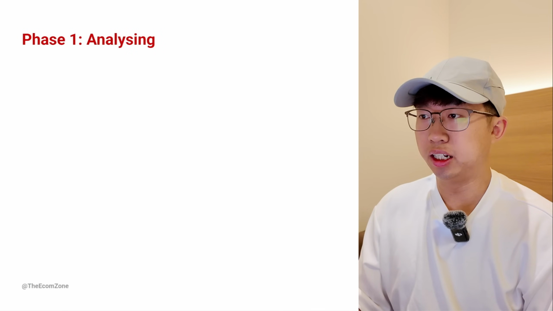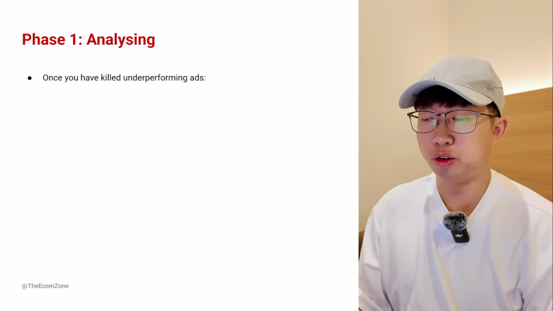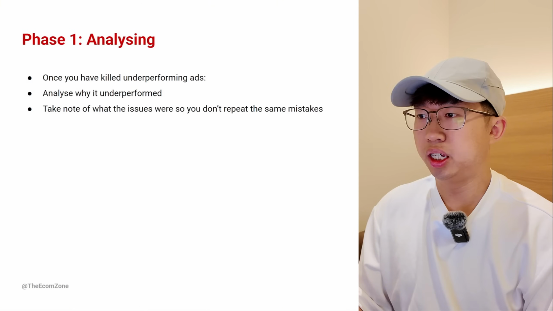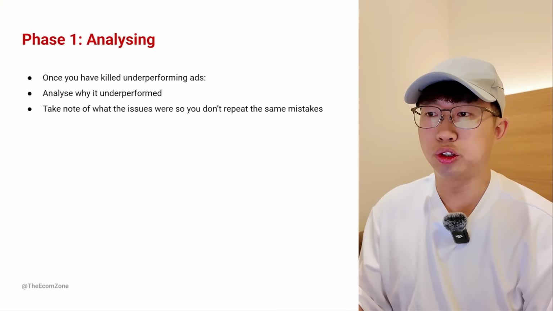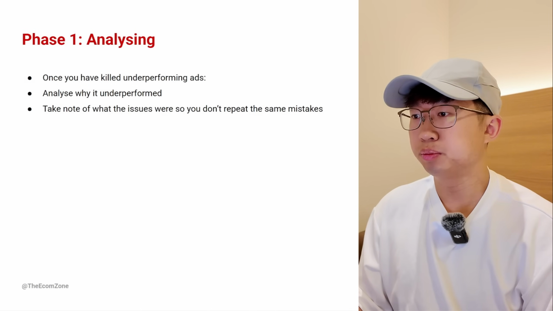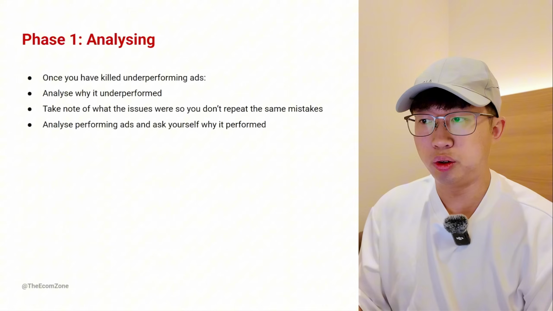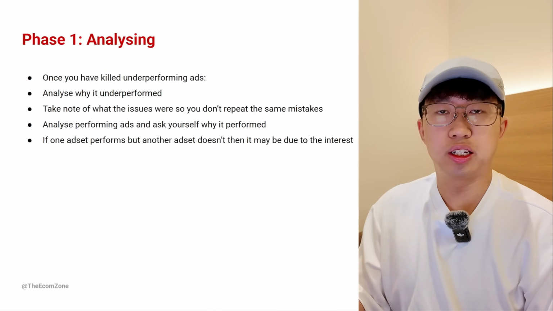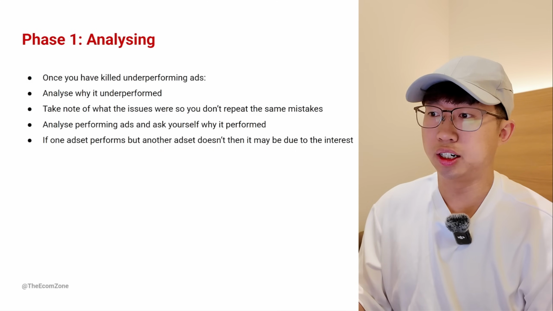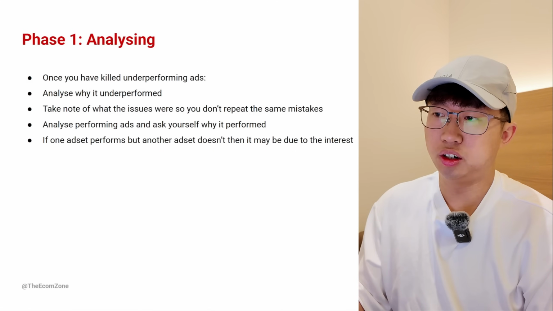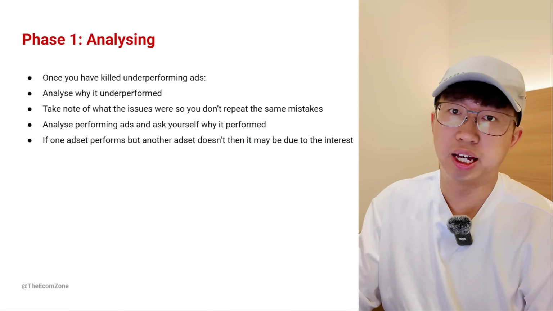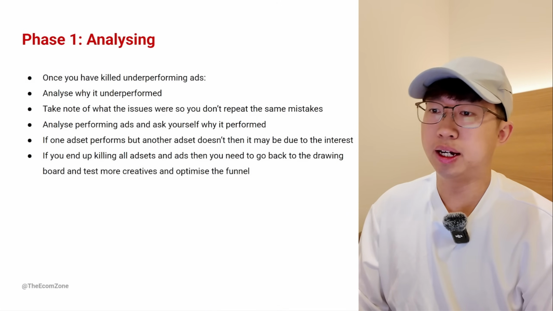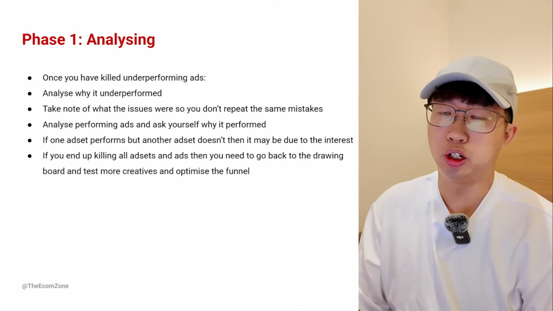So phase 1, analyzing. Once you have killed underperforming ads after 48 hours, you want to analyze why they underperformed, and you take notes of what the issues were so you don't repeat the same mistakes in the future. You want to analyze performing ads as well and ask yourself why they performed. If one ad set performs but another ad set didn't, then it may be due to the interest targeting or just because Facebook on those 2 days wasn't that great for that ad set. If you end up killing all your ad sets and your ads, then you need to go back to the drawing board and test more creatives and optimize the funnel.